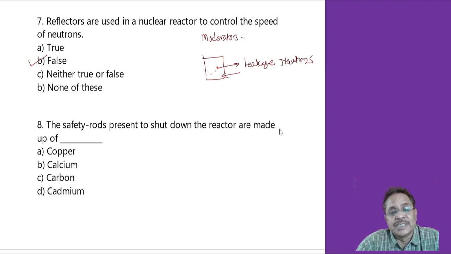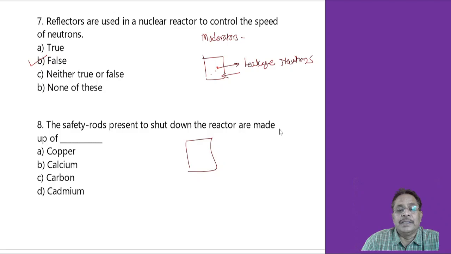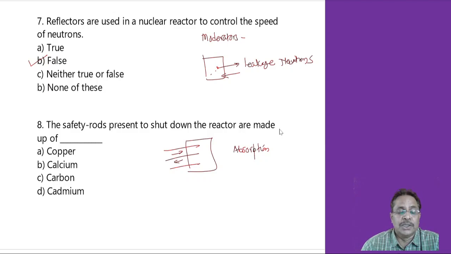Question 8: the safety rods present to shut down the reactor are made up of. Again this is another very important component of the nuclear reactor. This is the core, and these safety rods are inserted from several different sides. These safety rods can be inserted or pulled out, thereby absorbing the fast moving neutrons. So the absorption process takes place while these control rods are inserted in the core as well as pulled out, and thereby we can control the rate of the reaction. This is done very nicely by the element cadmium.